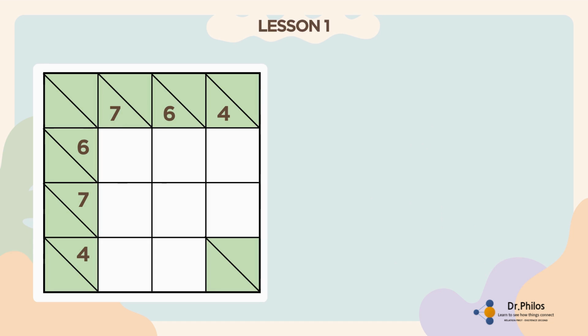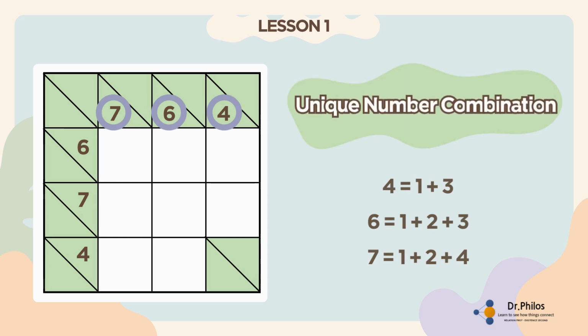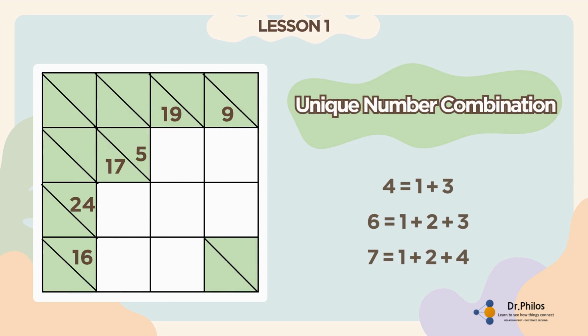In the previous problem, 4, 6, and 7 were exactly those possibilities. Let's call things like 4 equals 1 plus 3, 6 equals 1 plus 2 plus 3, and 7 equals 1 plus 2 plus 4, which have exactly one number sentence, unique number combinations. Try to find the unique number combinations in this problem.